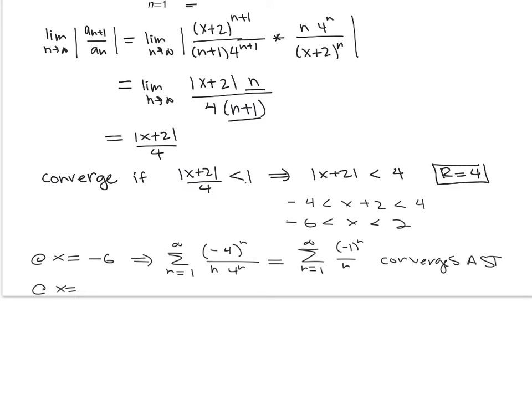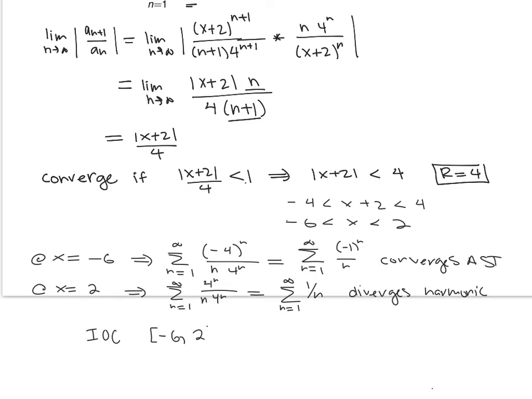And at x equals 2, we get the sum from n equals 1 to infinity of 4 to the n over n times 4 to the n, which is the sum from n equals 1 to infinity of 1 over n, and that diverges. It's the harmonic series. So in that case, the interval of convergence includes negative 6, but does not include 2.